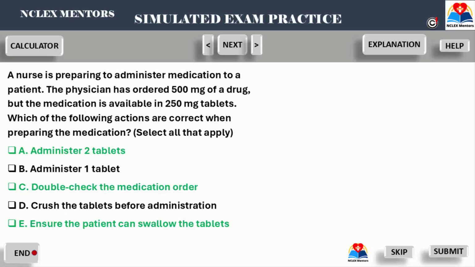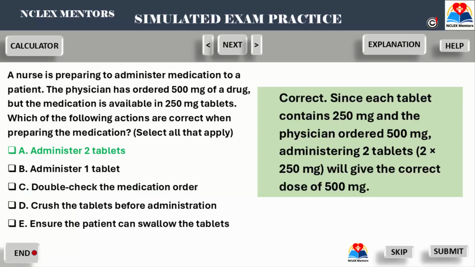All right, let's talk it through, one option at a time. Option A, administer 2 tablets. Yes, that's absolutely correct. If each tablet is 250 milligrams and the doctor ordered 500 milligrams, you need to give 2 tablets. It's basic math, but also essential for accurate dosing.